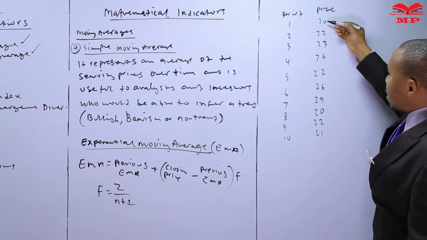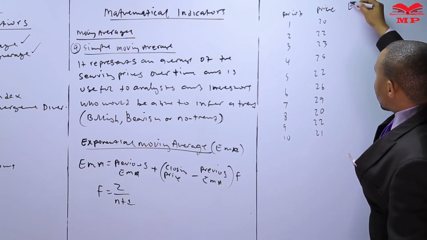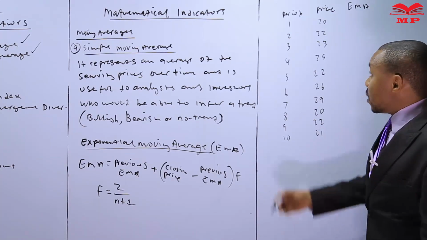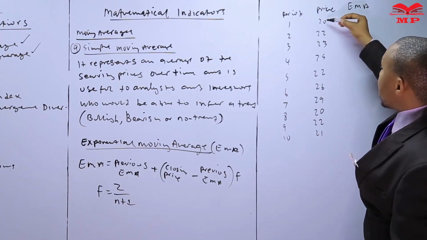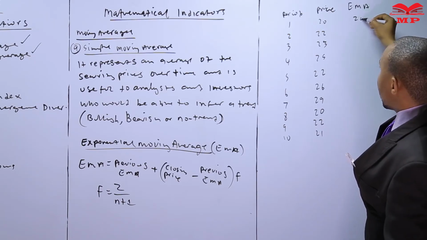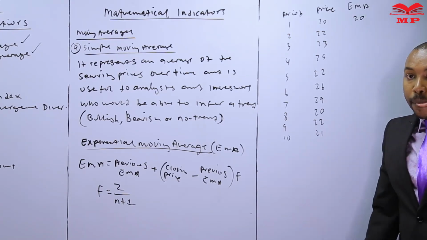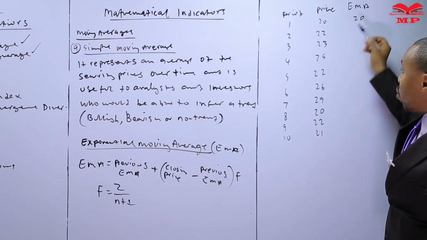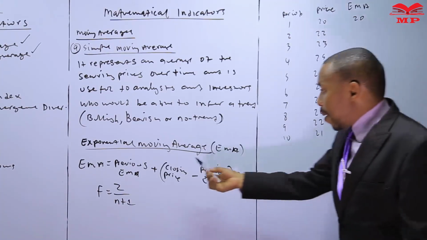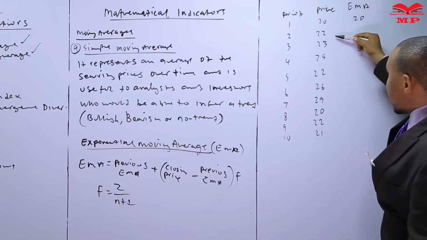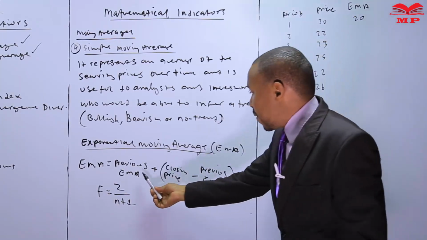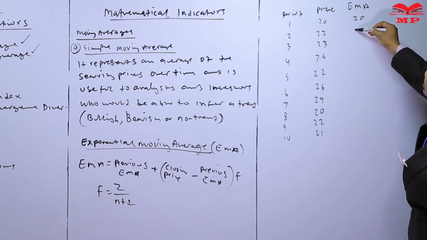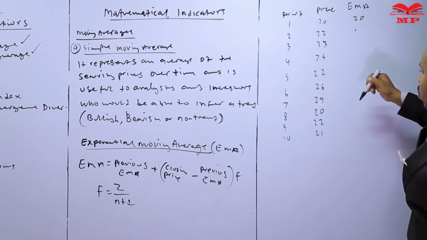Now, to compute the exponential moving average for the first period, what we need to note is that for the first period, we will assume the price to remain the same, as 20. For every first period when computing the EMA, we will always assume that. Now, coming back to the formula, when we come to the second period, we have the previous EMA. In period 2, the previous EMA is 20.